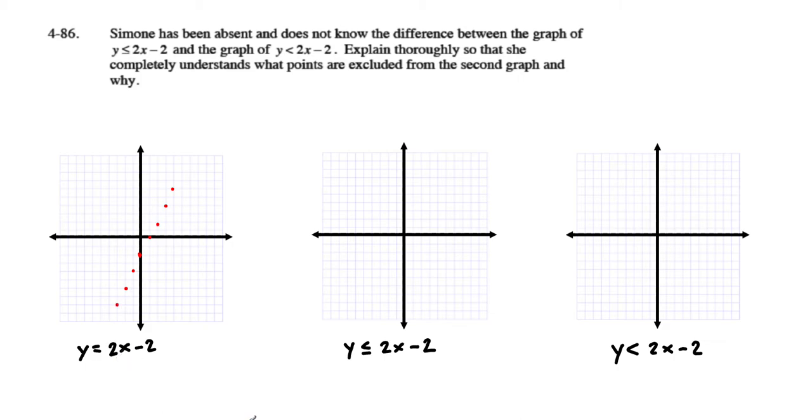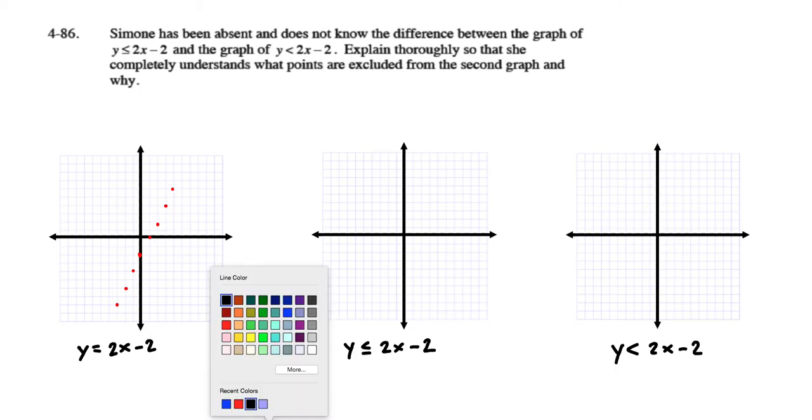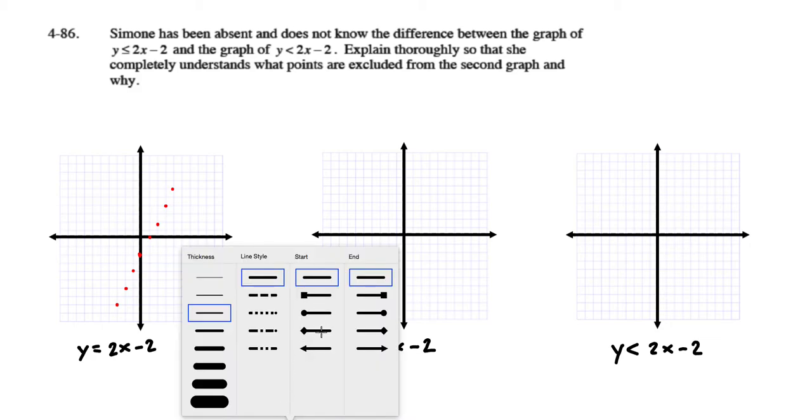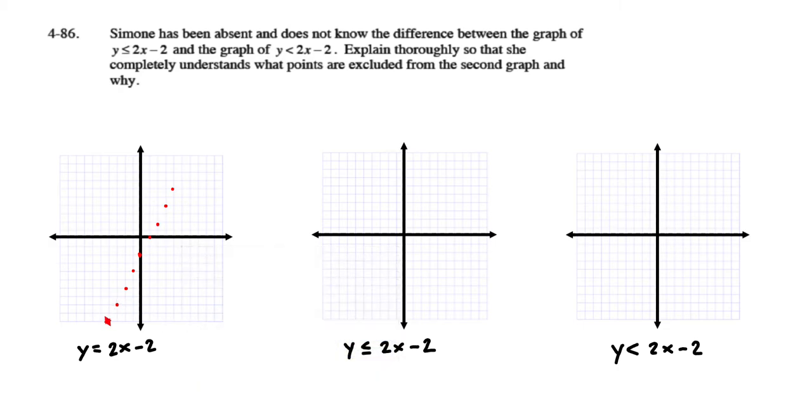Alright, there, and I'm going to use my little line tool. You should use a straight edge if you're graphing it. I want a straight line. Let's make it red so it pops a little bit, and let's put our arrows on the ends there. It should look something like that.